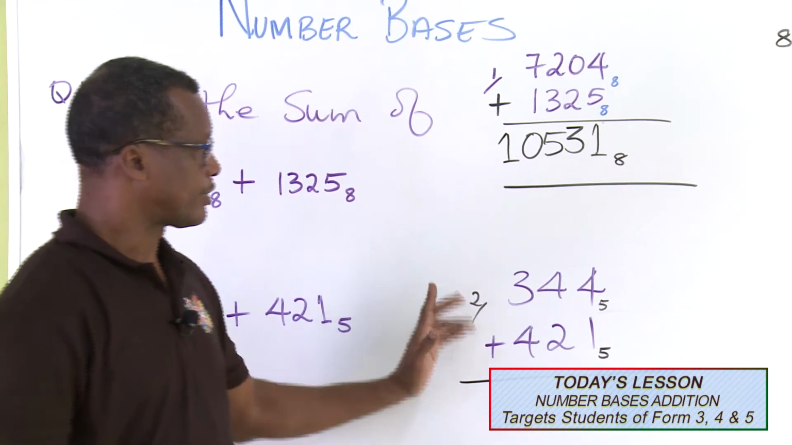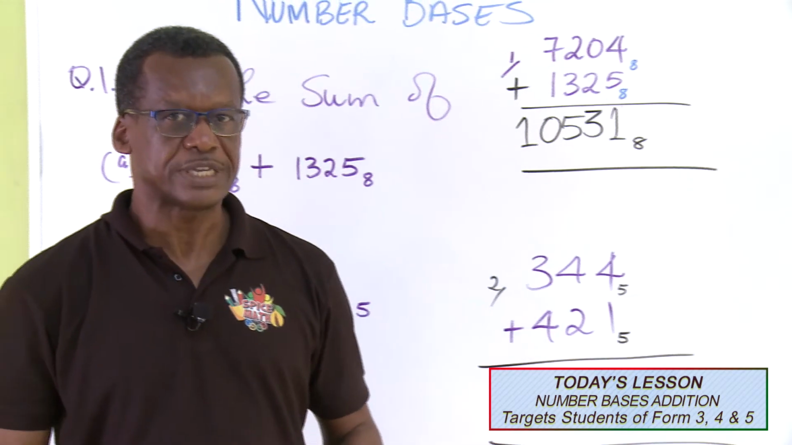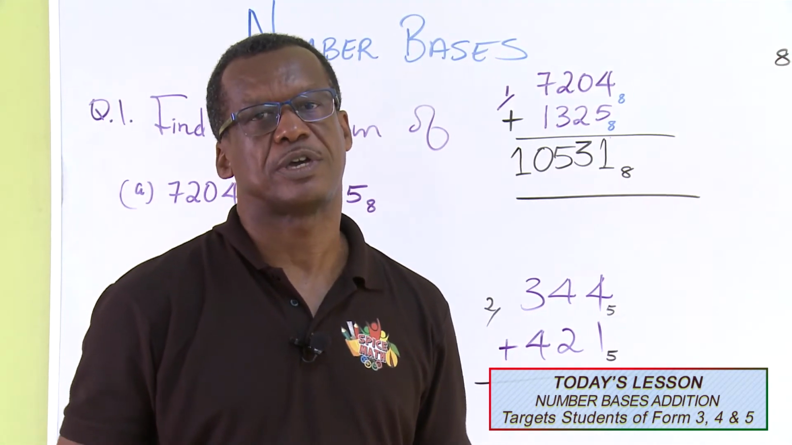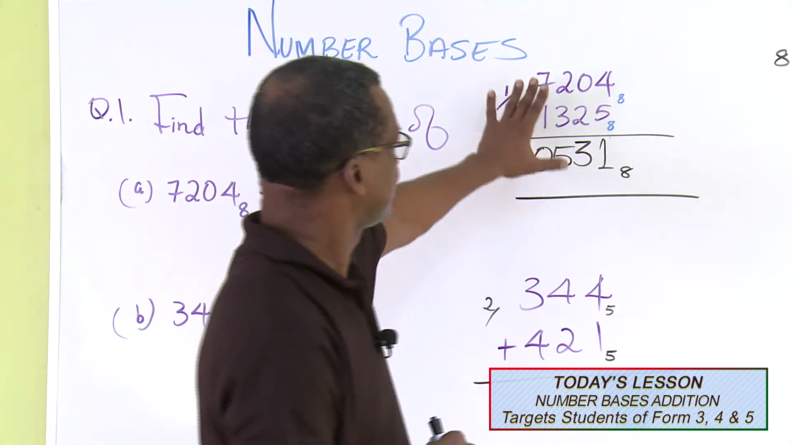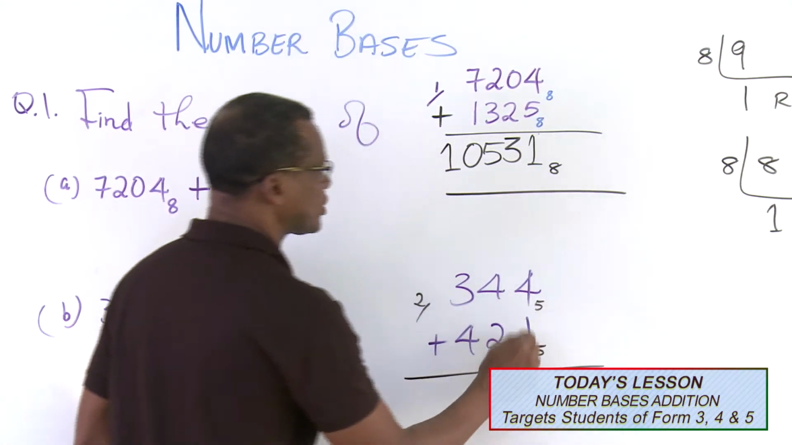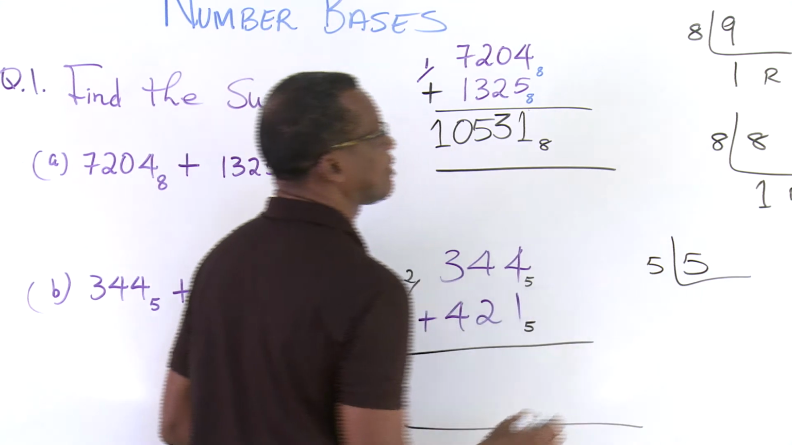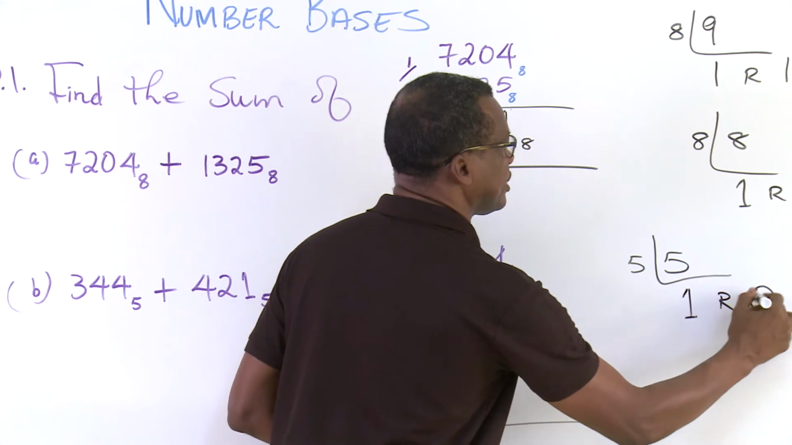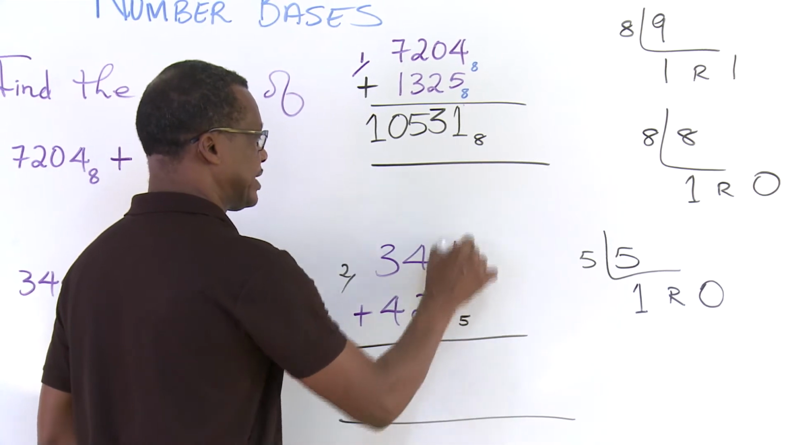Next example, 344 base 5 plus 421 base 5. So we need to make a mental shift now because we have to be thinking in groups of 5. The base has changed from base 8 to base 5. So let's add. 4 plus 1 is 5. We're in base 5, so we need to divide that by 5. 5 into 5, 1, remainder 0. The 0 is carried, the remainder is always carried to the column where the addition started.